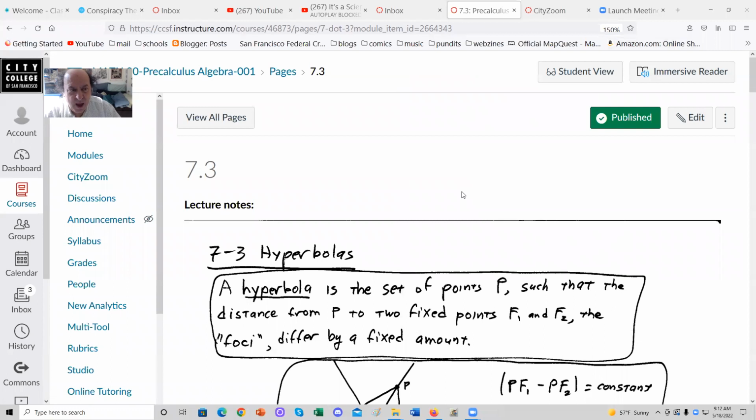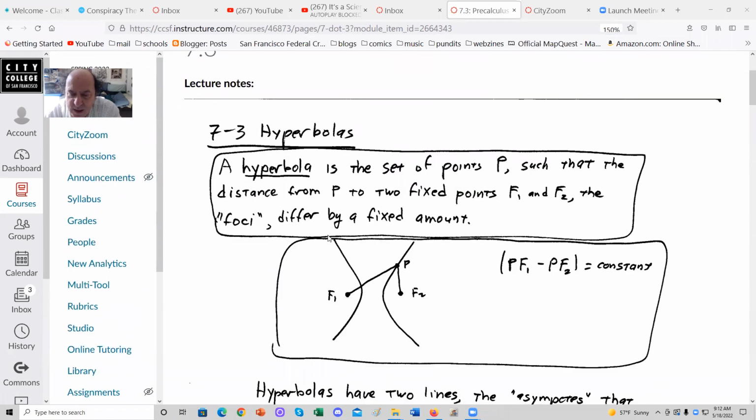Okay. All right, for today, the end of the book. Two last sections, hyperbolas and 7-4, shifting conics. All right, hyperbolas. All right, it's this kind of double U shape.